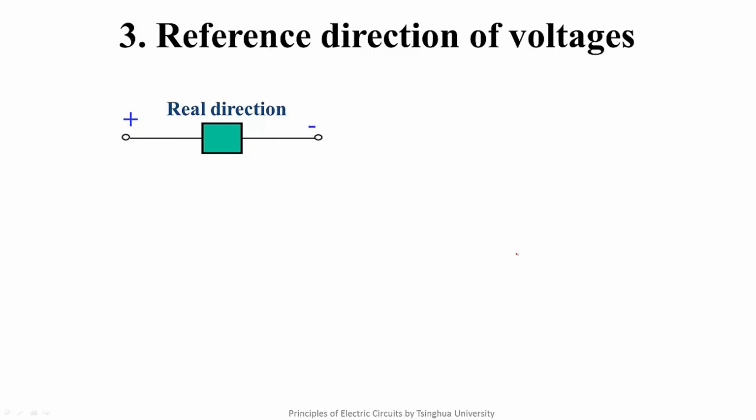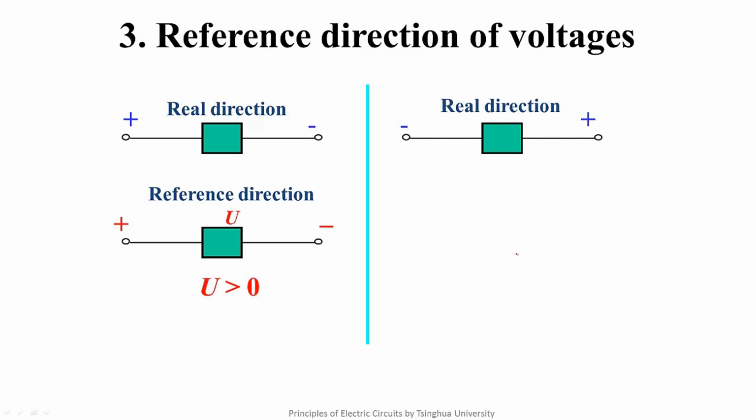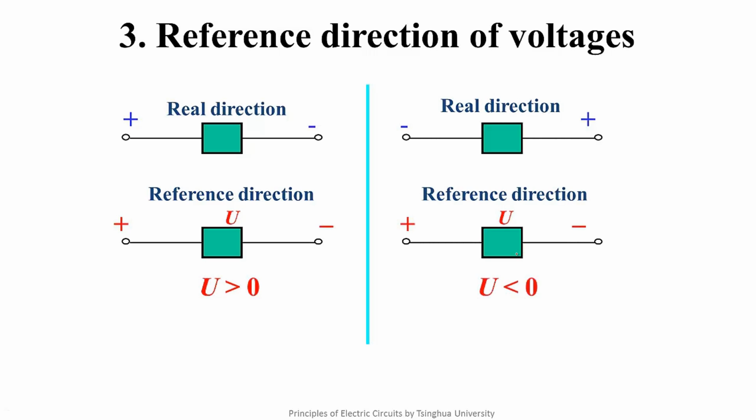Similarly, if the real voltage of the left is higher than that of the right, and we define the reference voltage of the left is higher than the right, we must get a U which is larger than 0. If the real voltage of the left is lower than the right, and we define the reference voltage of the left is higher than the right, we must get a U which is less than 0. I need to point out again that how to calculate the voltage will be discussed in the following lectures.